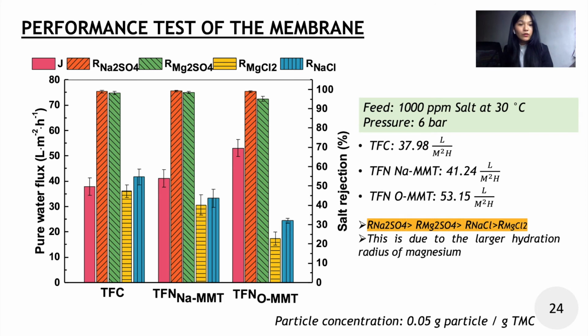Comparing the pure water flux of the three, OMMT has the highest one with a flux of 53.15. Furthermore, the trend of the rejection is comparable to the trend from other studies. The rejection using 1000 ppm of salt showed that the highest salt rejection was obtained for Na2SO4 salts and the lowest is for MgCl2. This is because of the larger hydration radius of the magnesium.